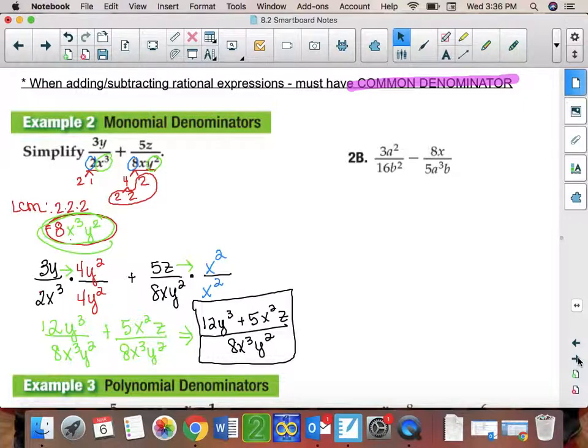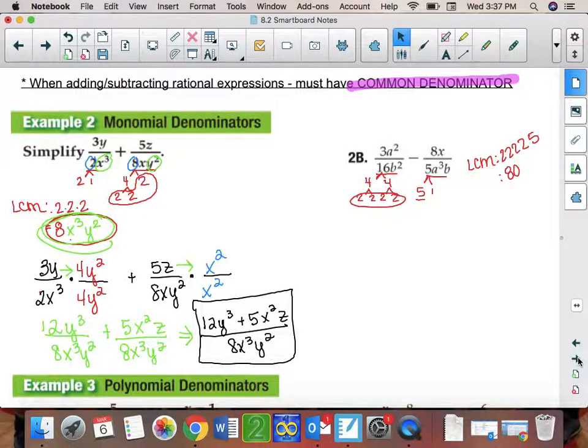Okay, so let's look at the next one. So on part B, here are my denominators. I need to find out what the LCM is of those. So let's break down. So 16 would be 4 and 4. Break down again, 2 and 2, 2 and 2, and 5 would be just 5 and 1. So I have 4 2's, and then I have this 5 right here. Okay, so when I multiply all those together, that's going to be 80.